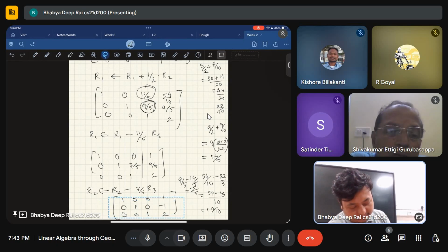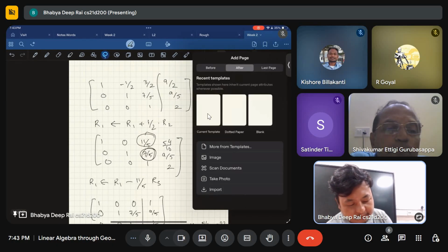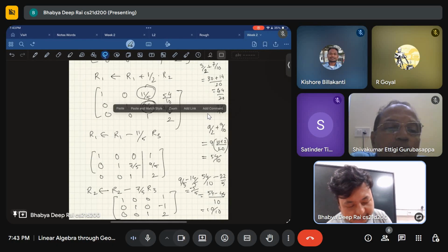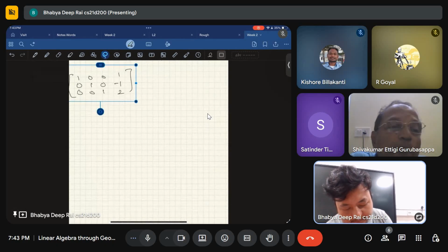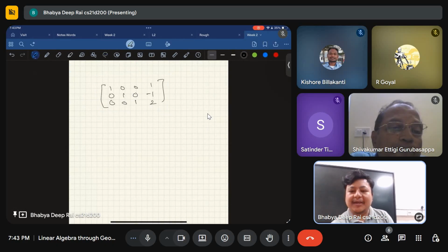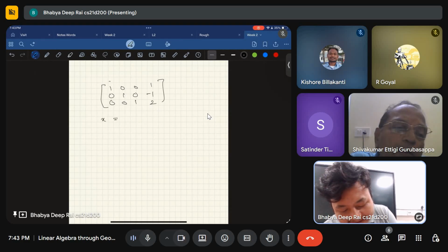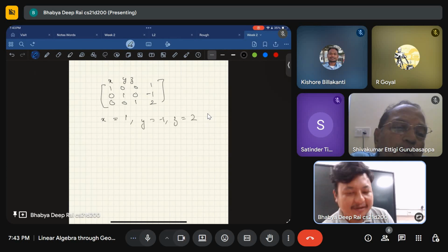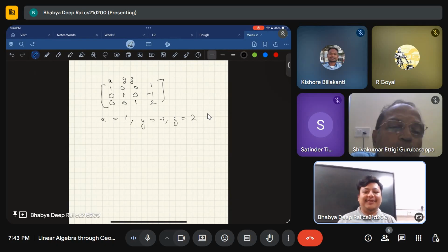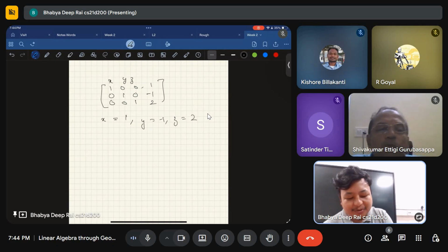So this is what I get. This can be interpreted directly: since this is x, this is y, this is z, we can say x equals 1, y equals minus 1, and z equals 2. This Gauss-Jordan technique just keeps doing the row operations until you get this form.